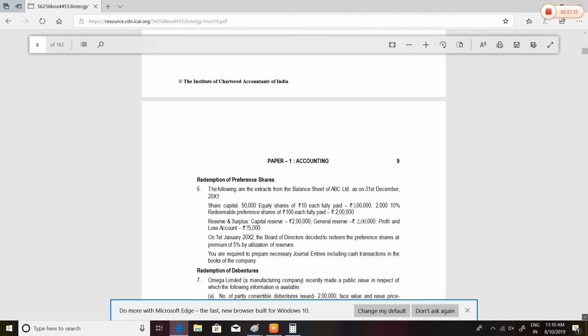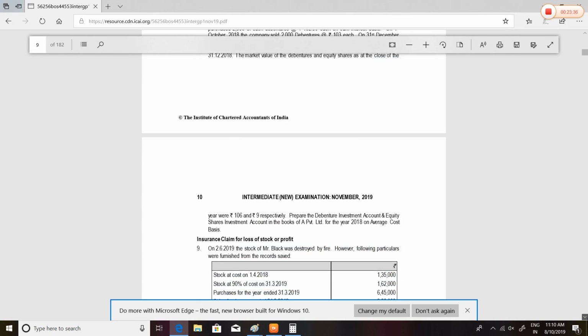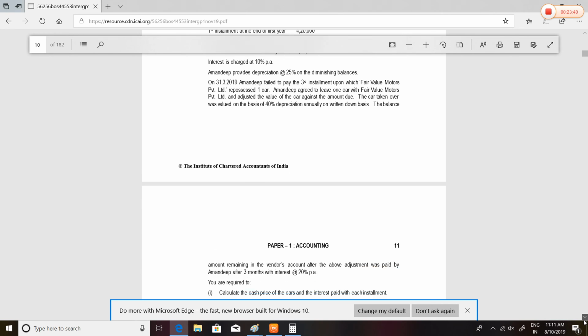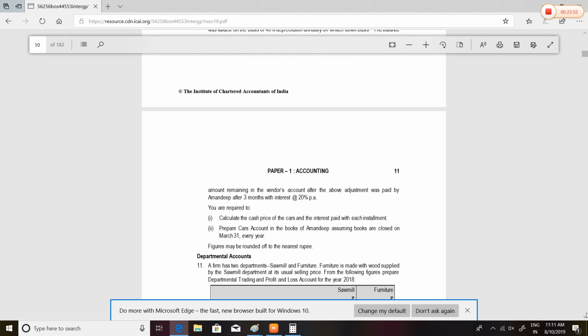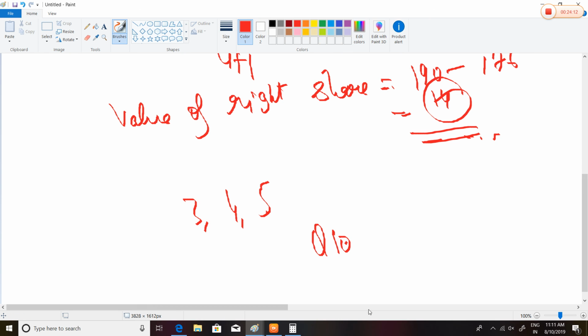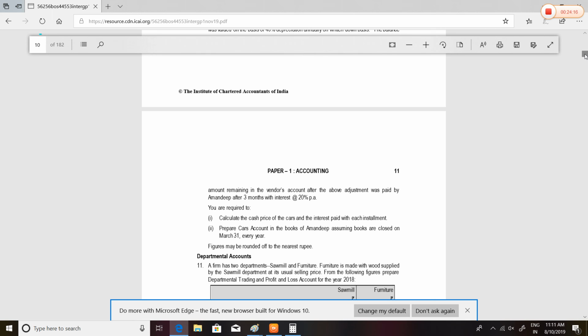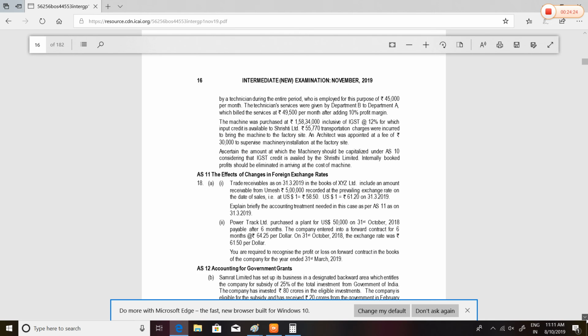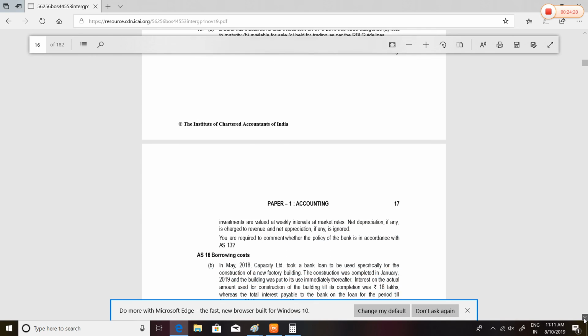Then we move on to question number 10. Hire purchase transactions. In this, we have to calculate the cash price of the cars and the interest paid with each installment. I think the time is more than enough, so we'll continue in the next lecture. In the next video, I will make you solve question number 10. Then accounting standards, 3 and 4, I'm going to make you solve in the next lecture.